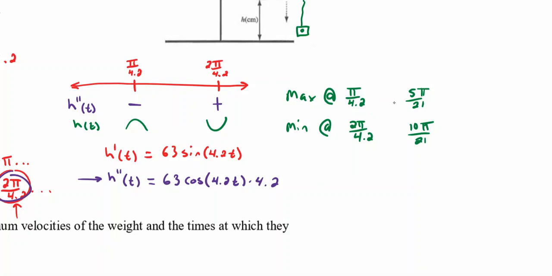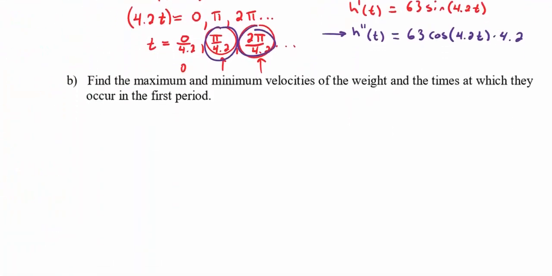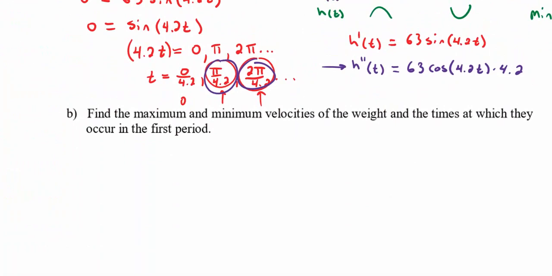So now if it's confusing you, maybe erase those. Okay, find the maximum and minimum velocities of the weight and the times at which they occur in the first period.